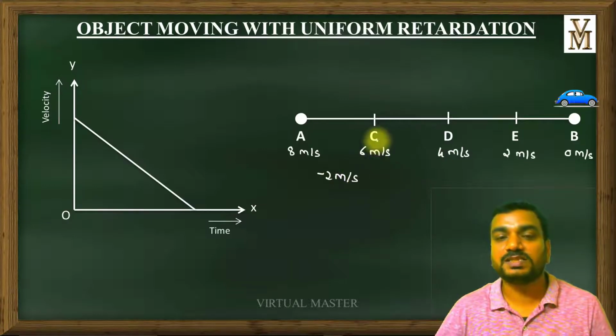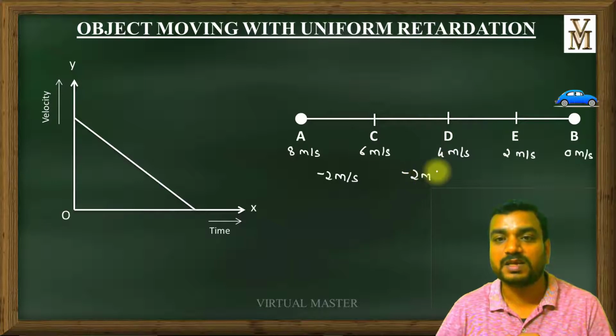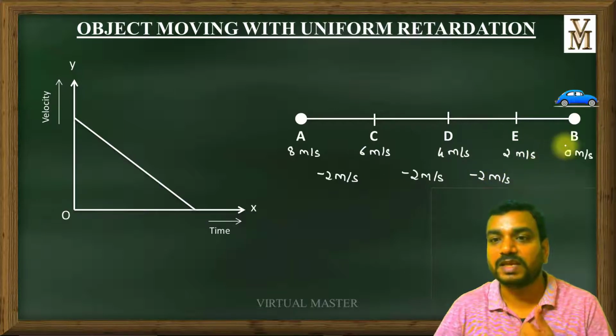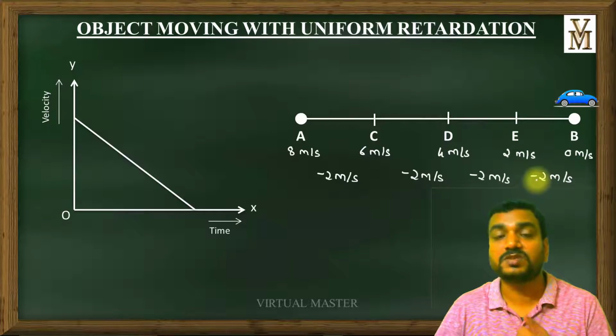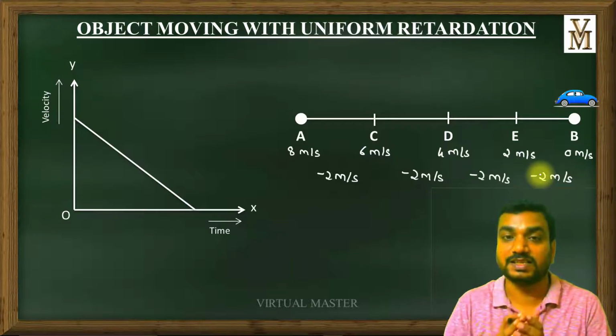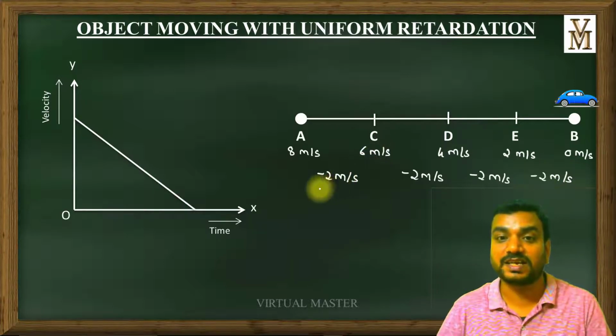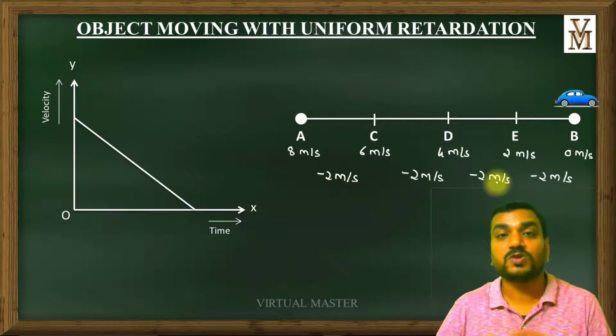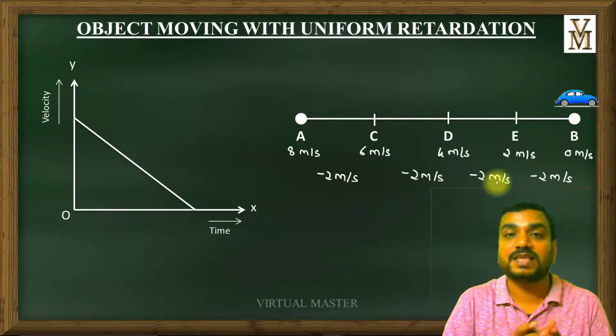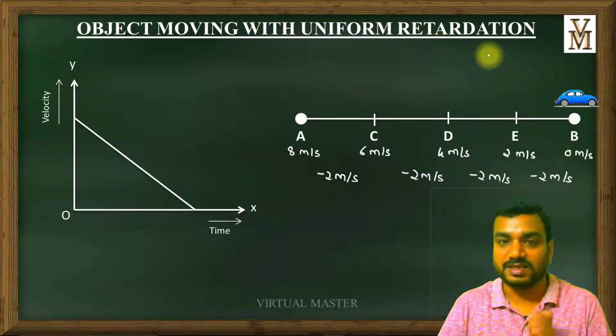Similarly, the change in the velocity between point C and D is also minus 2 meter per second, between D and E is also minus 2 meter per second, and between E and B is also minus 2 meter per second. Here the negative sign indicates the velocity is decreasing, and it is decreasing at a constant rate. So we can say that the car is having uniform retardation.